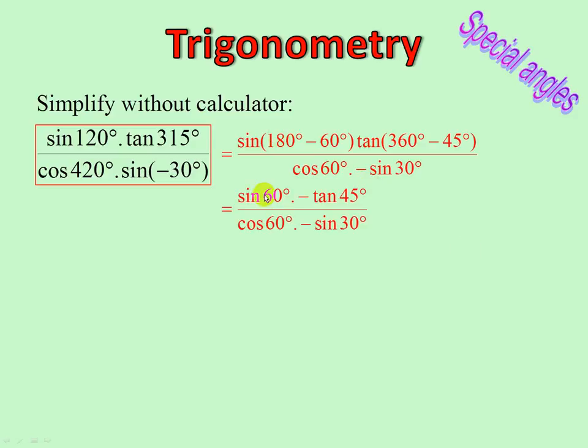Second quadrant, positive. Fourth quadrant, tan negative, negative tan 45. Cos 60, negative sine 30. Now we substitute in our values for the special angles. Notice the negatives have gone because I have a negative on top and a negative below in the multiplication, which gives me root 3 over 2 divided by a quarter, or times 4 over 1, to root 3. And there's my answer.